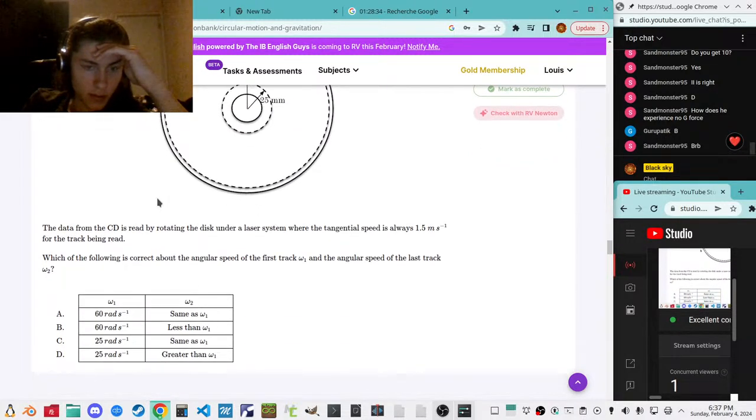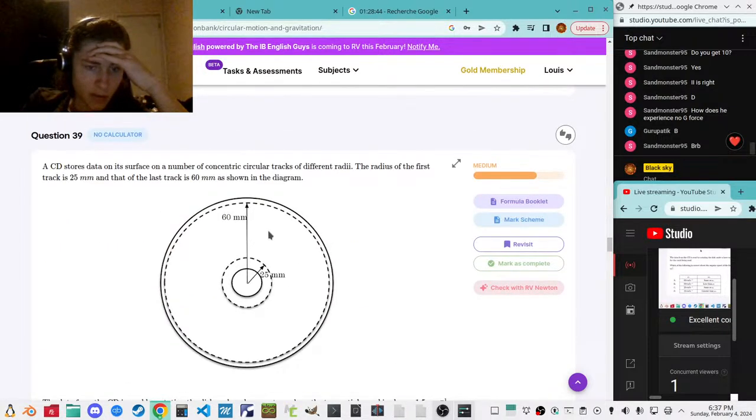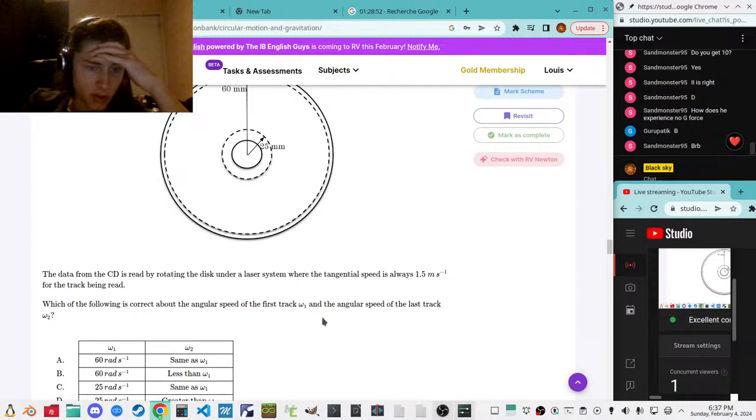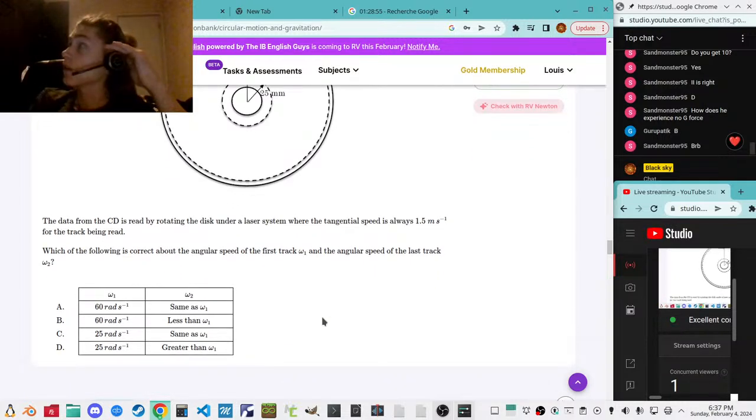The angular speed of the first track and the angular speed of the last track. 60 rads per second, same as W1. Oh, because it's smaller. Okay, the first track and the last track, the angular speed is going to be the same. Shouldn't it be the same? Same as W1.